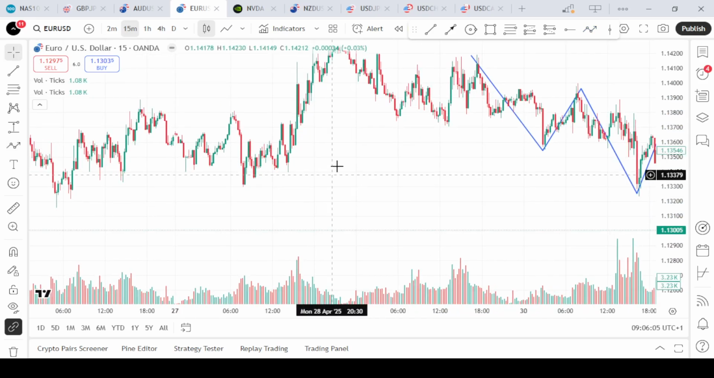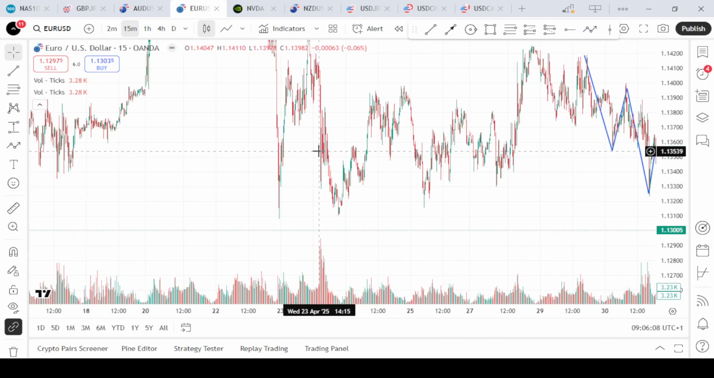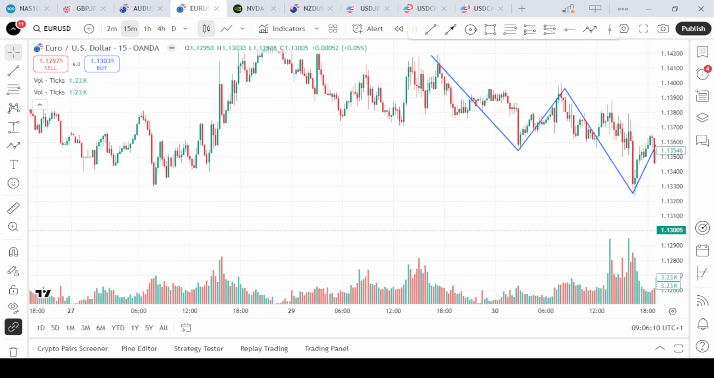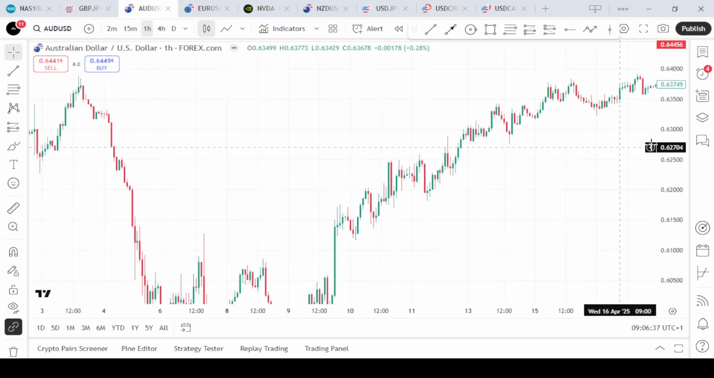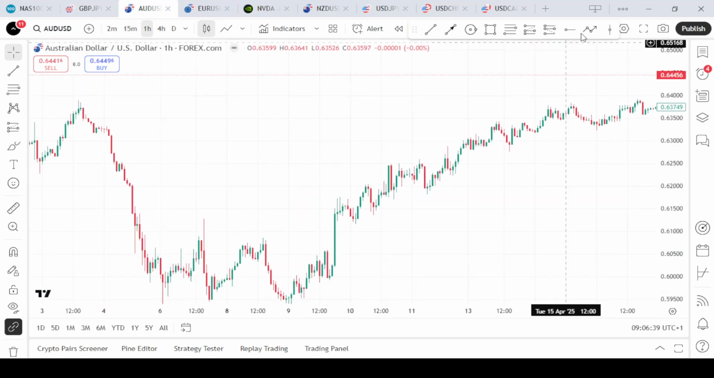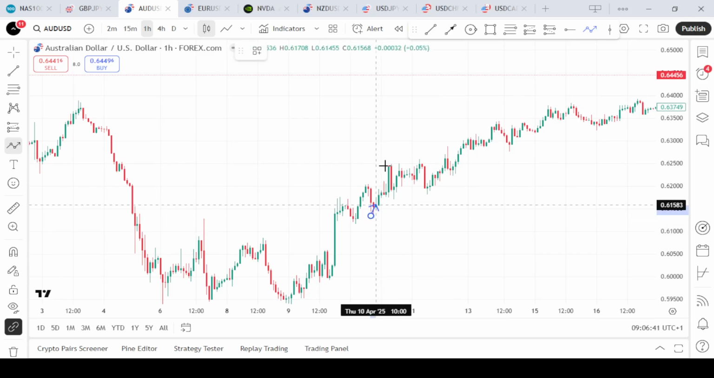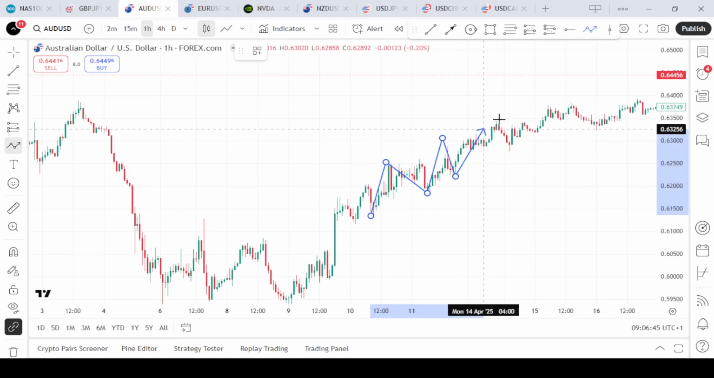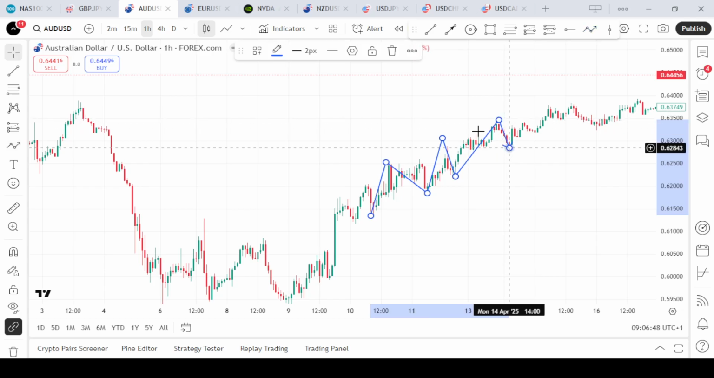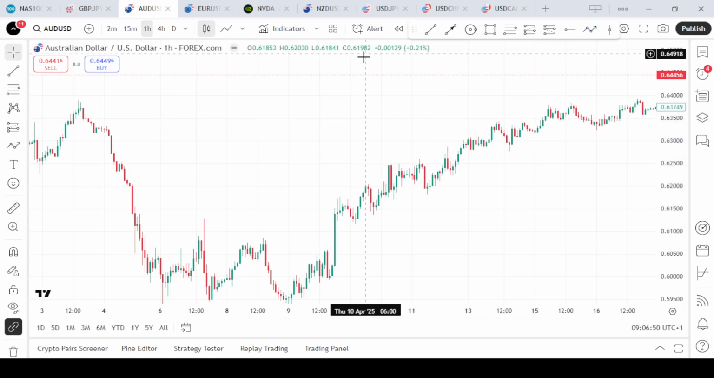While in an uptrend, remember, in an uptrend we are looking for higher highs and higher lows. Higher highs, higher lows, higher highs, higher lows. So this is how we are looking to capitalize on the direction of the market.